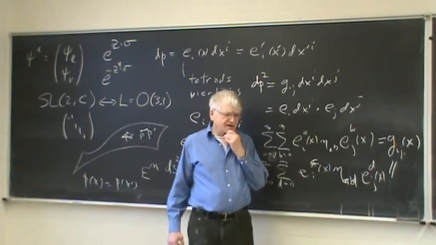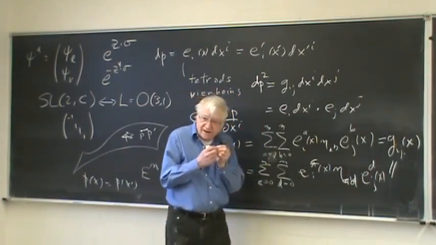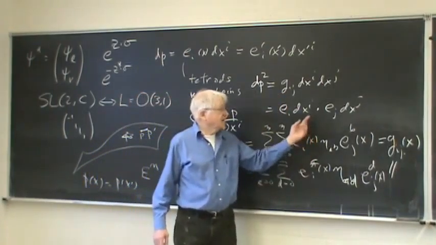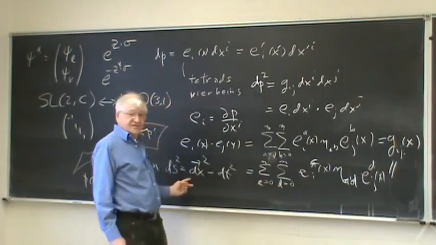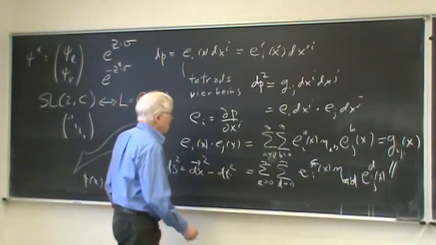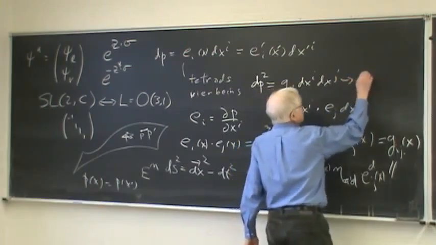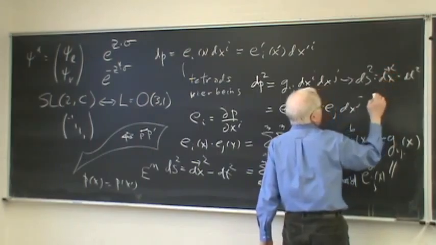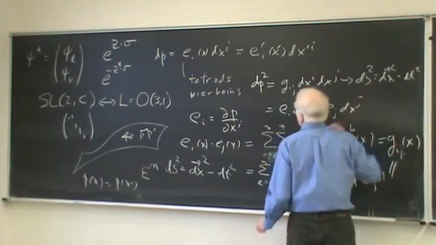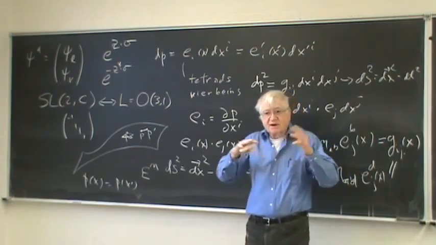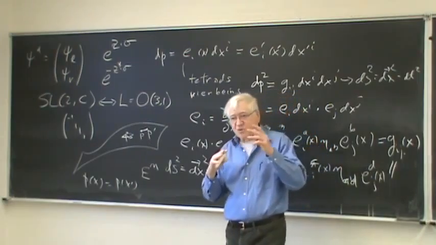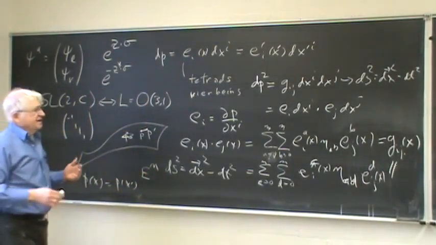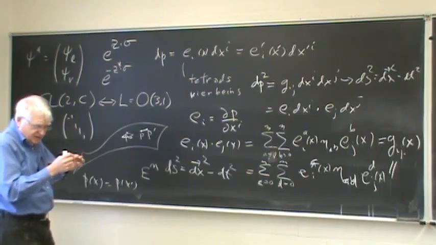As we'll see in a moment, it's always possible locally to change coordinates so that g_ij just becomes η_ij. In other words, we can go to ds squared equals dx squared minus dt squared in the neighborhood of any point. But of course, elsewhere, that change of coordinates will not give η. So basically, we can transform g to η in the neighborhood of any point.